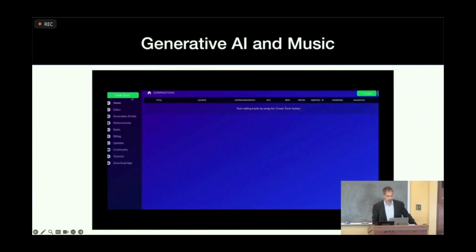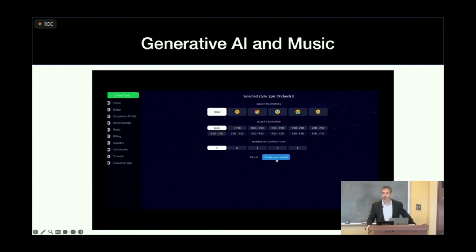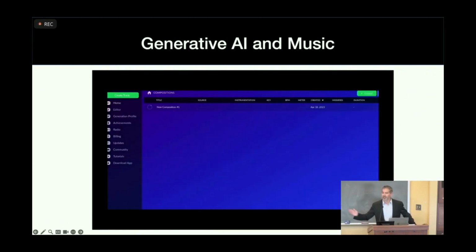There's also generative music. You can create AI enhanced music. This is a song I created.